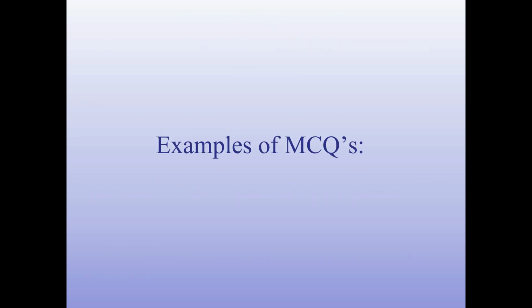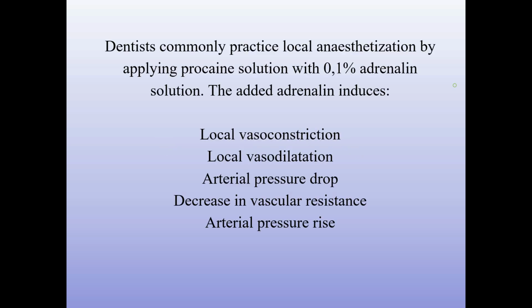And as the additional part of our lecture, I would like to discuss with you some examples of MCQs. Dentists commonly practice local anesthetization by applying procaine solution with 0.1 adrenaline solution. The added adrenaline induces 5 options: local vasoconstriction, local vasodilation, arterial pressure drop, decrease in vascular resistance, arterial pressure rise. As you remember from one of the previous slides, there was a question why this combination is needed. So the answer is local vasoconstriction. This combination produces additional local vasoconstriction.